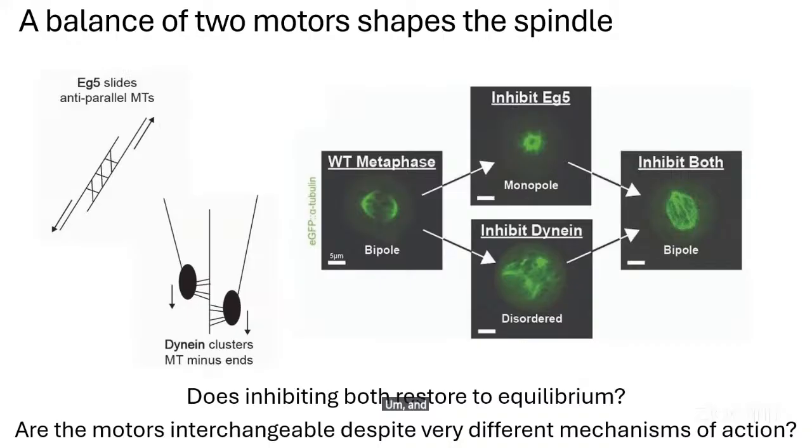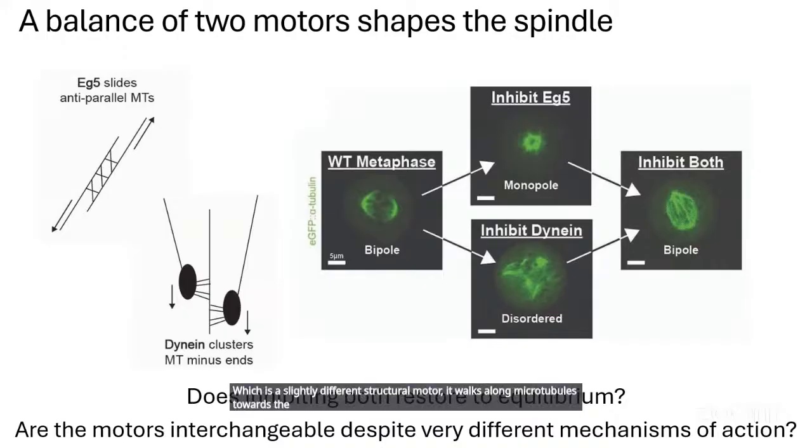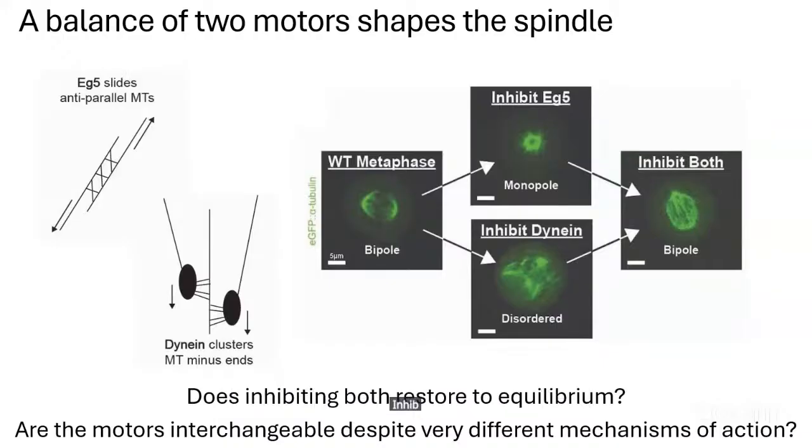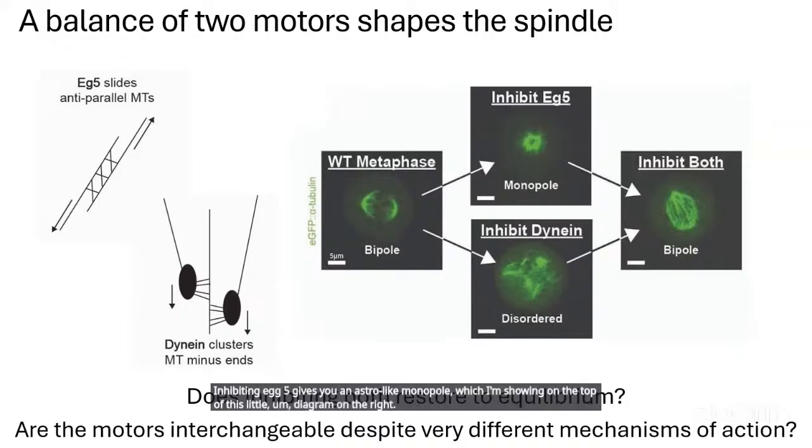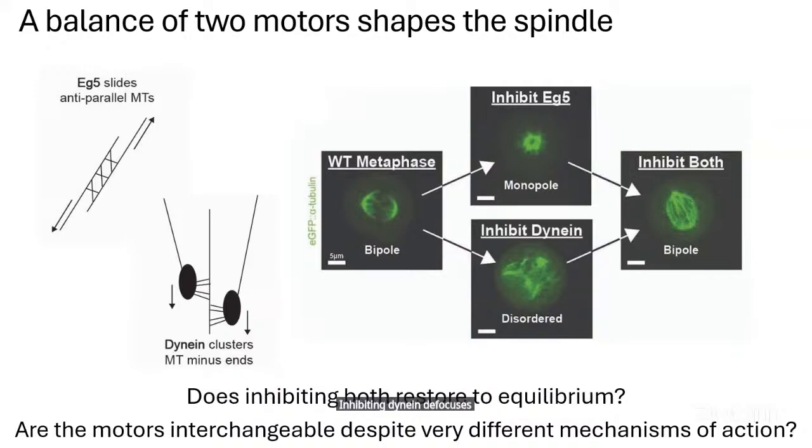And EG5 is balanced by dynein, which is a slightly different structural motor. It walks along microtubules towards the minus ends and transports an adjacent microtubule like cargo, thereby clustering the microtubule minus ends. Inhibiting either motor has really dramatic consequences for the overall geometric organization of the spindle. Inhibiting EG5 gives you an aster-like monopole, which I'm showing on the top of this little diagram on the right. Inhibiting dynein defocuses the spindle poles and gives you this disordered wispy structure.